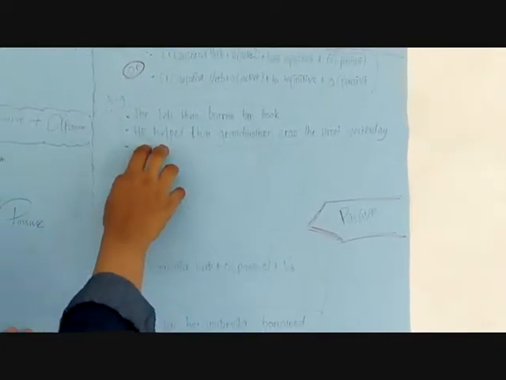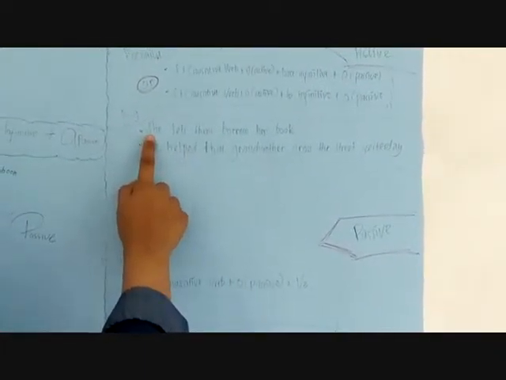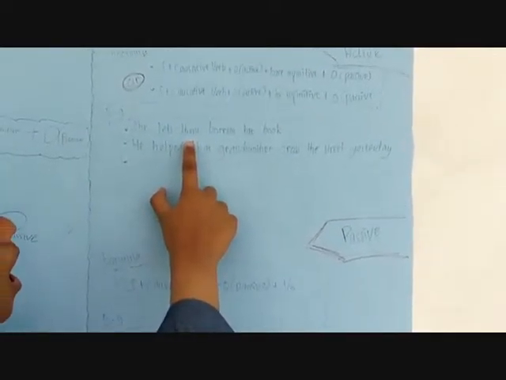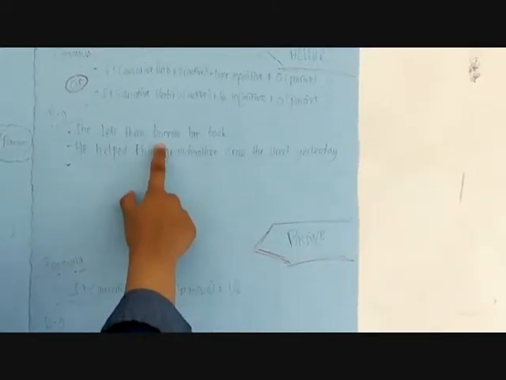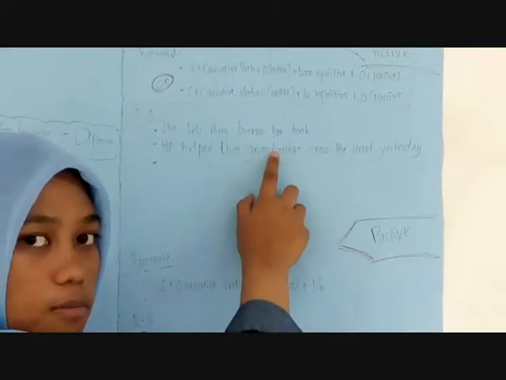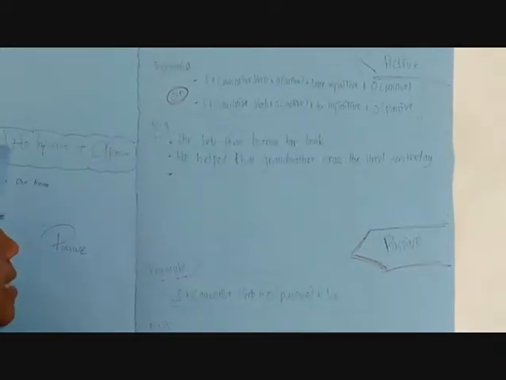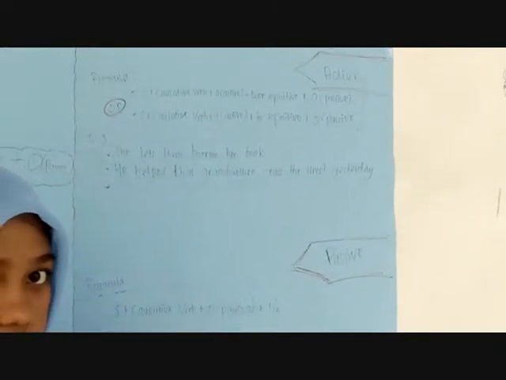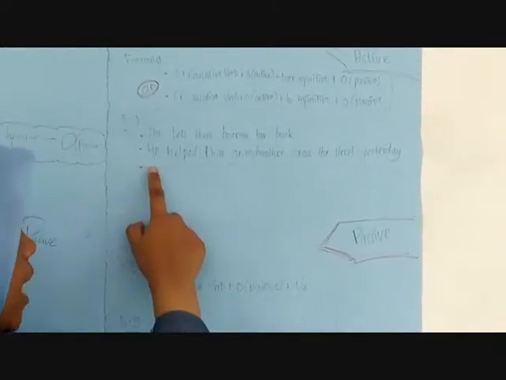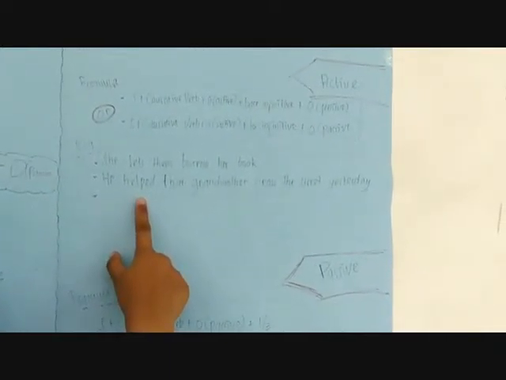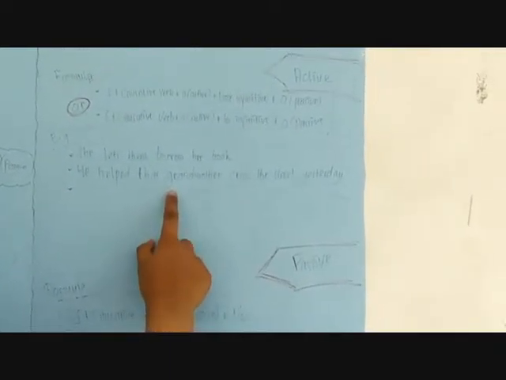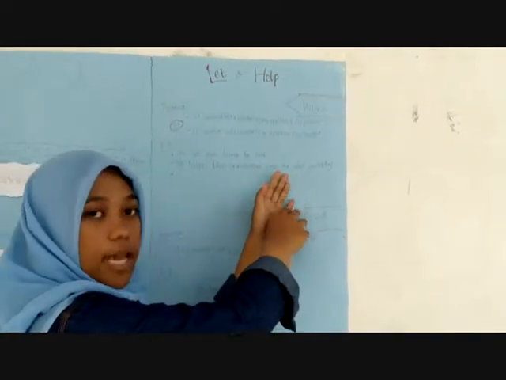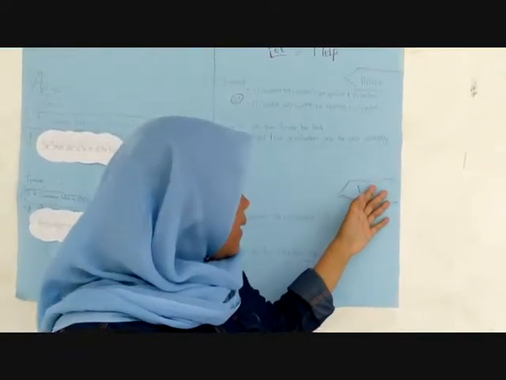I will analyze this example. She is the subject, let is the causative verb, them is the object active, borrow is the verb infinitive, her book is the object passive. And the second example is, he helped that grandmother cross the street yesterday. He is the subject, helped is the causative verb, that grandmother is the object active, to cross is the to infinitive, the street is the object as passive, yesterday is the complement.